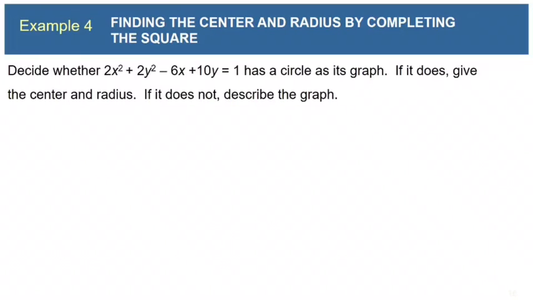Okay, now let's look at example 4 together. This time our equation is 2x squared plus 2y squared minus 6x plus 10y equals 1. We want to decide if the graph of this equation would be a circle or not. And if it is a circle, we want to find its center and radius. If it's not, we want to tell what it would be.